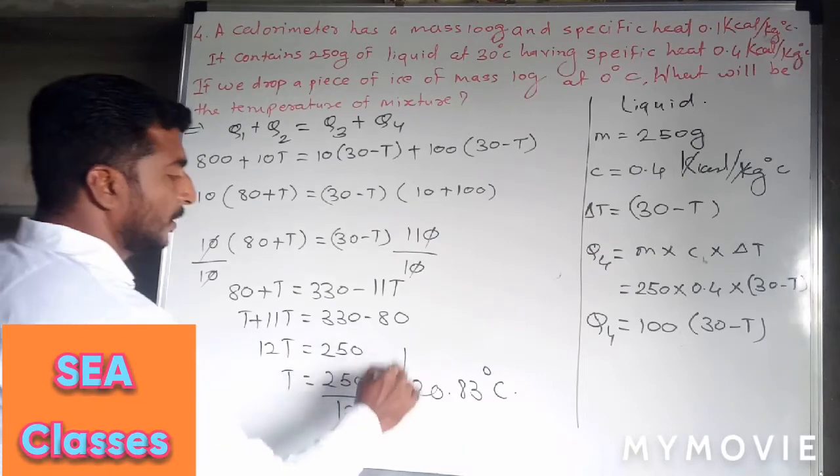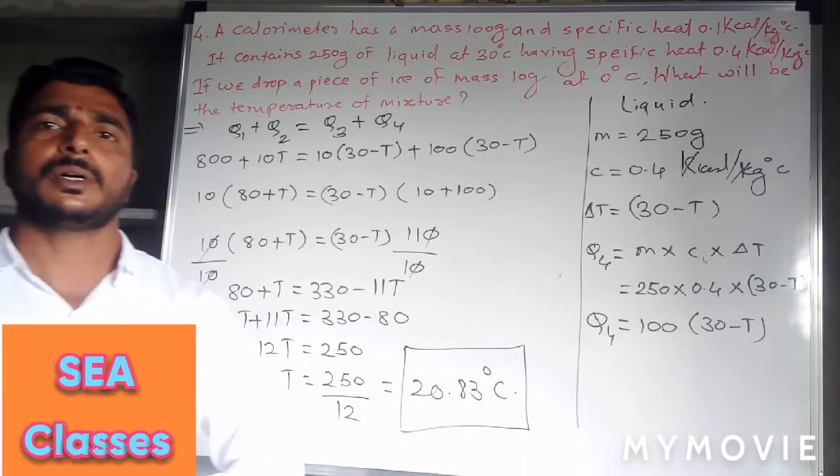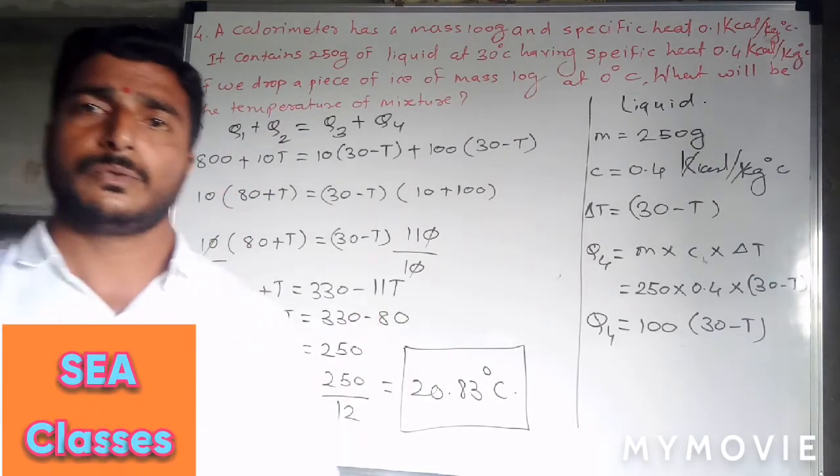So what will be the final temperature of the mixture? It will be 20.83 degree Celsius. So in this way you can calculate the fourth example.